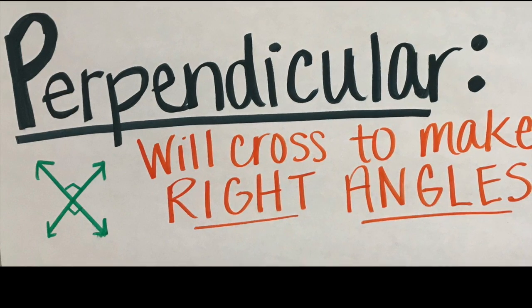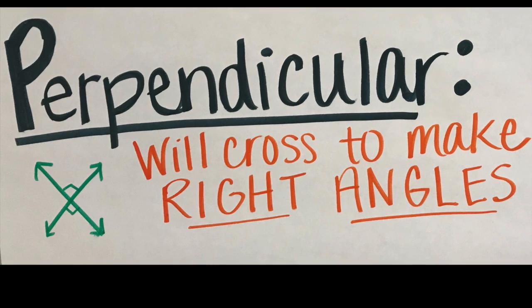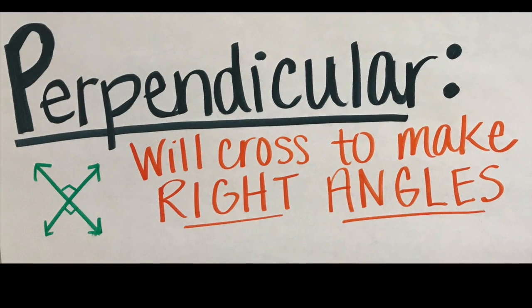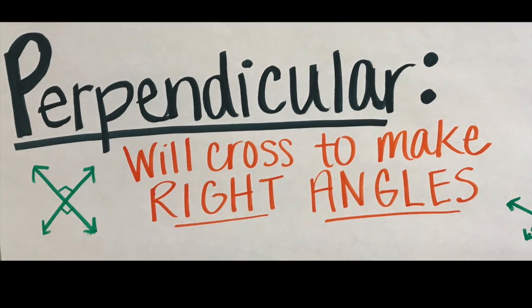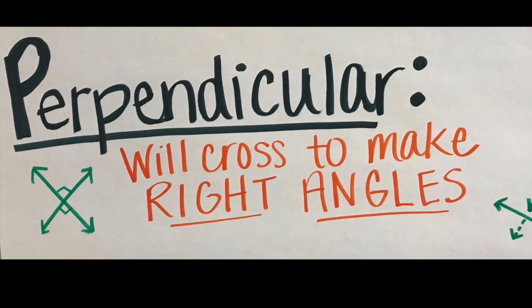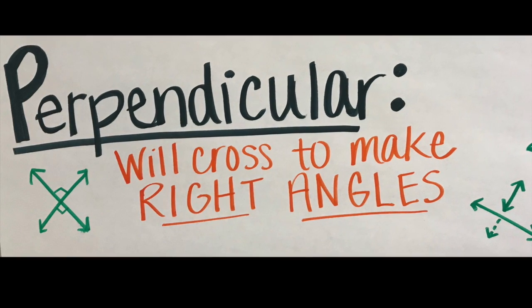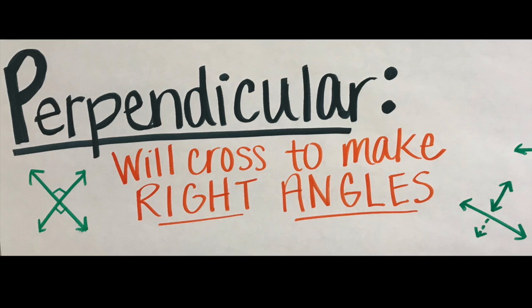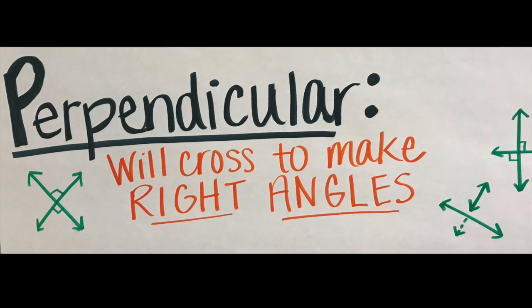The next type of lines are perpendicular lines. Perpendicular lines will cross to make right angles. And from previous lessons, we know that right angles measure 90 degrees. When these lines cross, it will form a perfect square corner. Imagine fitting a box perfectly in the corner where a perpendicular line crosses.